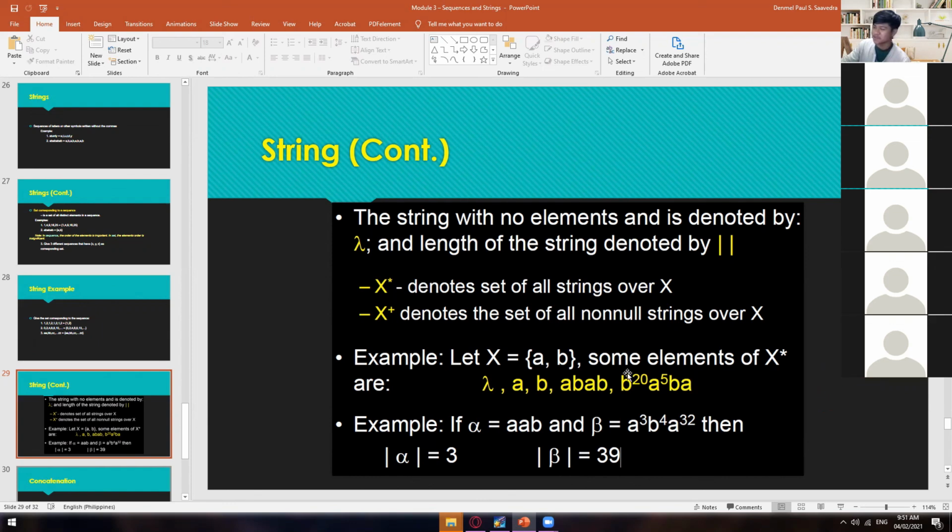All right, so do not mind this one, it might just confuse you. Anyway, this is just to indicate that you can have many A's and many B's. This is just the same as this one. And this is how you count the cardinalities of a given string.